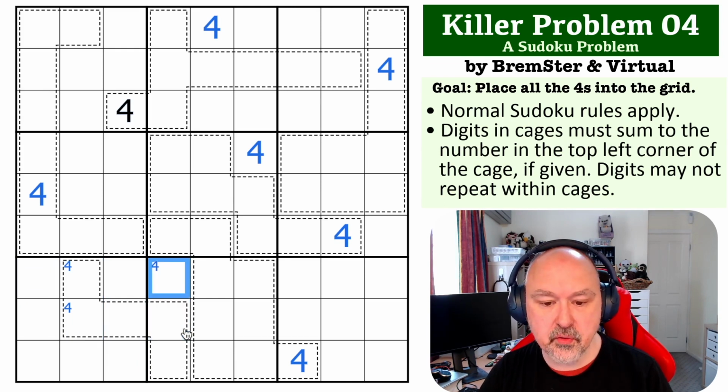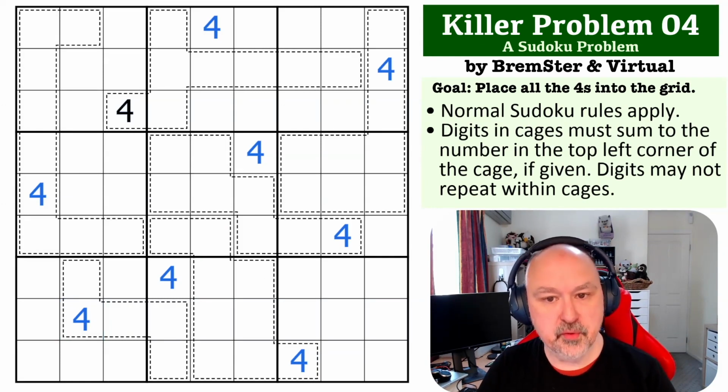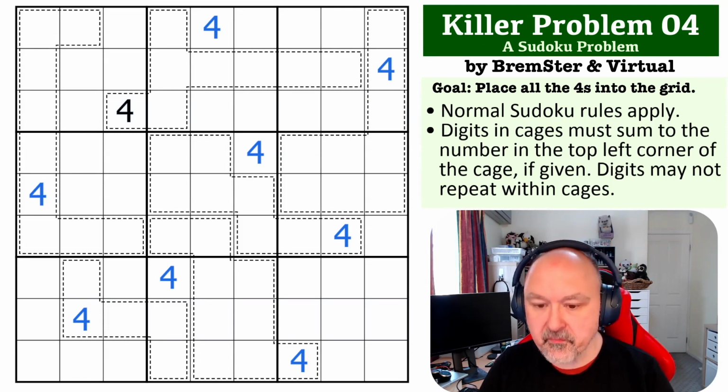So this can't be the four. This is the four. This is not the four. This is the four. And that is the solution to this particular problem where you are trying to figure out where you can put all of the fours into the grid.